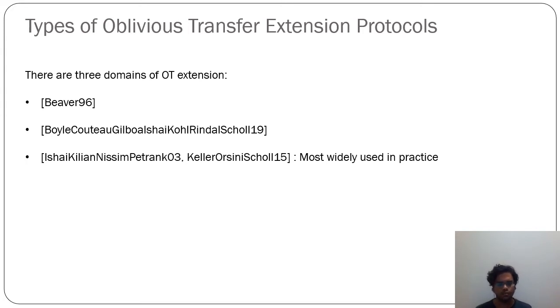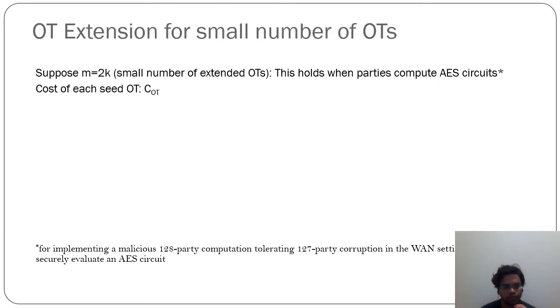So in this work we will try to obtain seed OT protocols, or base OT protocols, for this KOS OT extension protocol. We consider the situation where the number of seed OTs is K and the number of extended OTs is 2K. That is, the number of extended OTs is not that huge. Such a situation arises when the parties want to compute an AES circuit where the number of input bits is not that huge. In such a situation, let the cost of each seed OT be C_OT, then the amortized cost of each extended OT comes out to be C_OT divided by 2.